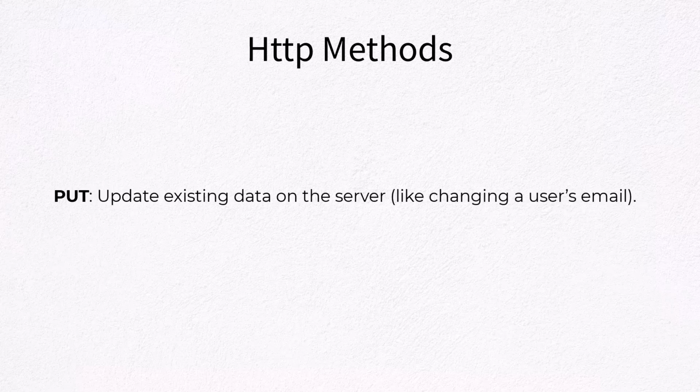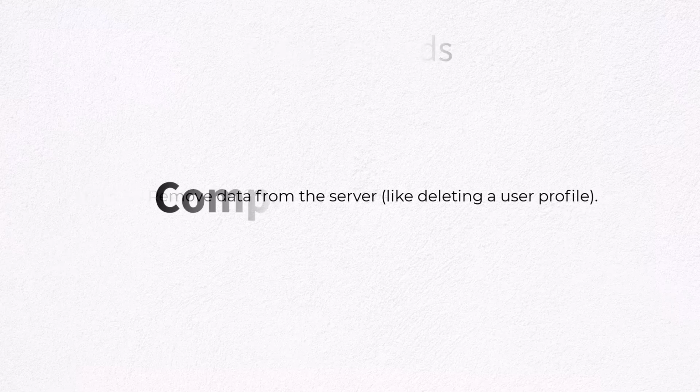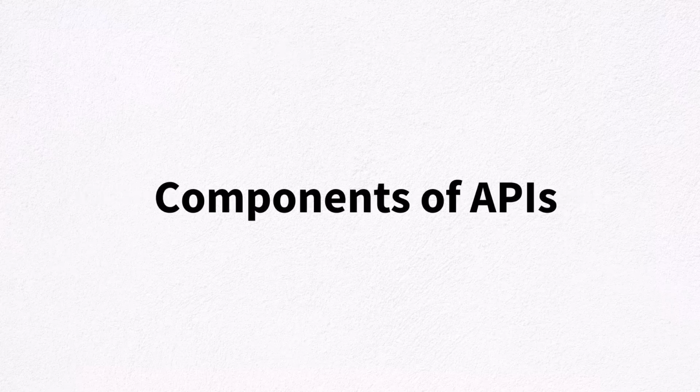And if you want to update something on the server, like changing user email address or username, then you use a method called put. So this is basically for updating data on server. And the final method is delete. So as the name suggests, it is used to delete some data from a server. Like if user wants to delete a certain profile, then he is going to use this delete method. So these are different components of API, and we are going to use them while making API calls inside our application.